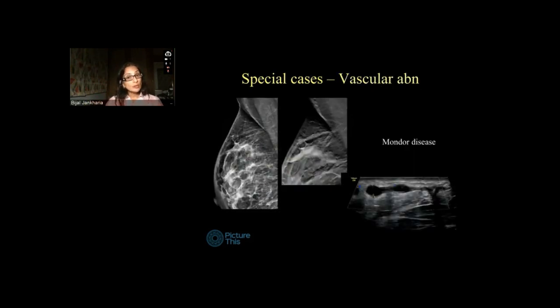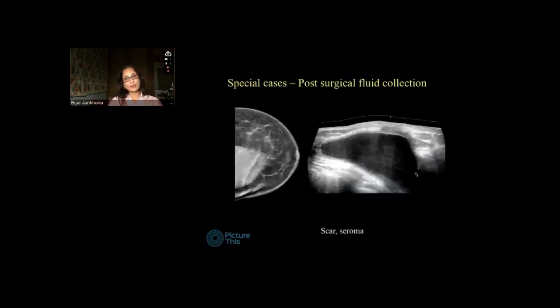Special cases also include vascular abnormalities, and here this patient had come actually with a palpable cord-like swelling in the breast. We can see it well on tomosynthesis, but on ultrasound we see this subcutaneous vessel-like structure without any doppler signal, and this is typical of thrombophlebitis of a subcutaneous vein, also called Mondor disease.